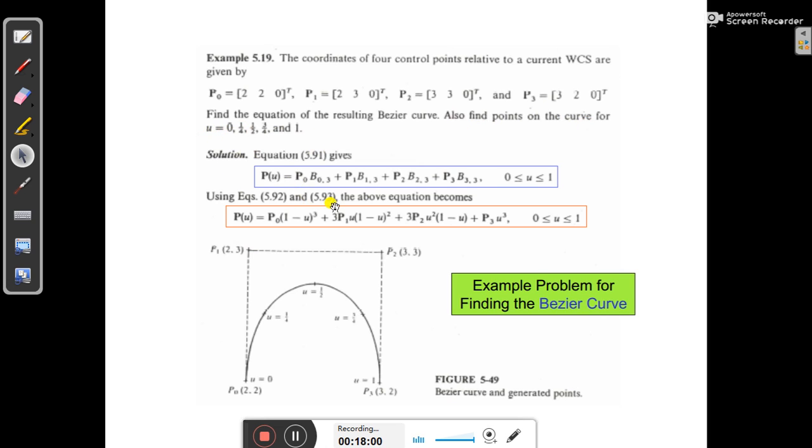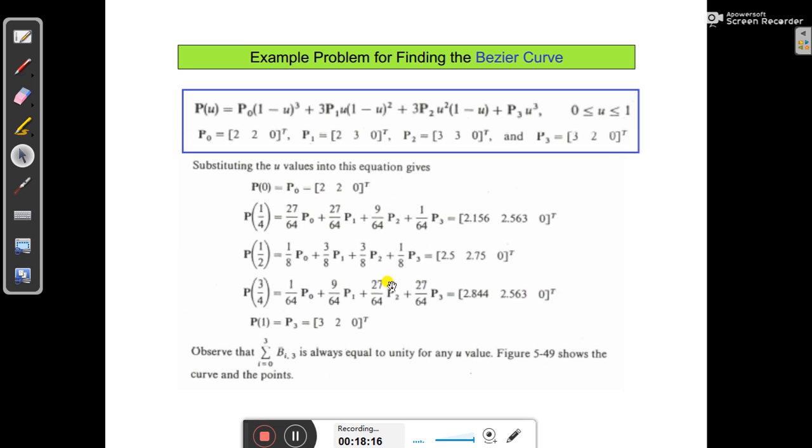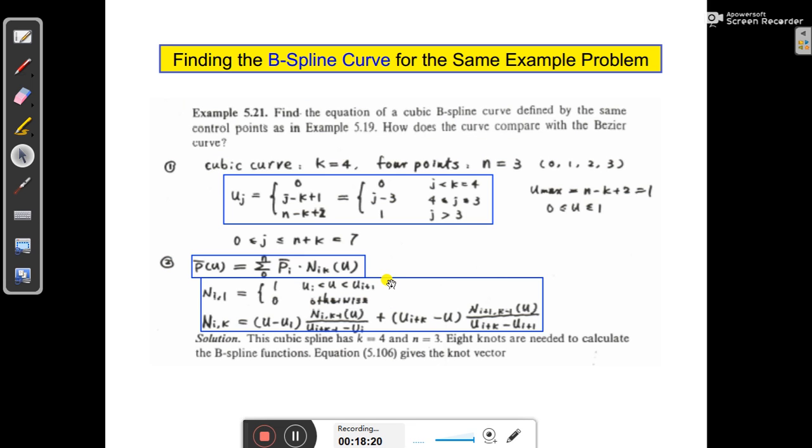So using those equations of the Bezier curve, we can find this Bezier curve and generate the points here: u equal to 0, u equal to 1/4, u equal to 1/2, u equal to 3/4, u equal to 1. That was discussed in the last video. But in case of B-spline, we'll see how it goes.